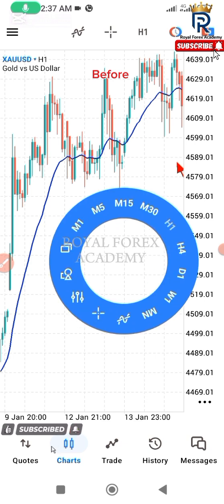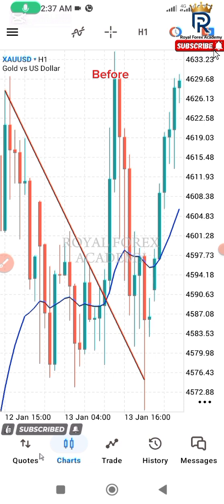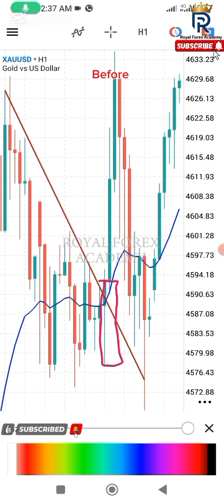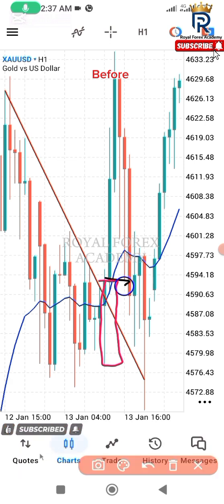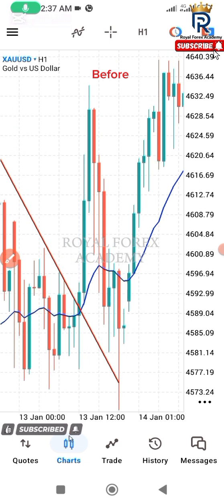So you can see this. Now what do you see? We have this pin bar here. Can you see that? This bullish pin bar. So that would have been what? That would have been our buy entry. So we have bought here, and then you can see the movement of that price to the upside.